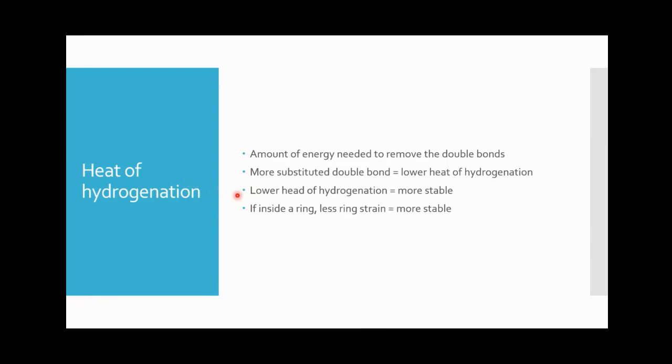So, heat of hydrogenation. Another way you could define that is the amount of energy needed to remove the double bonds. If you have more substituents, you would have lower heat of hydrogenation. A lower heat of hydrogenation also means that it's more stable. Also, if the double bond is in a ring and there is ring strain, then it would be less stable, and if not, then more stable.